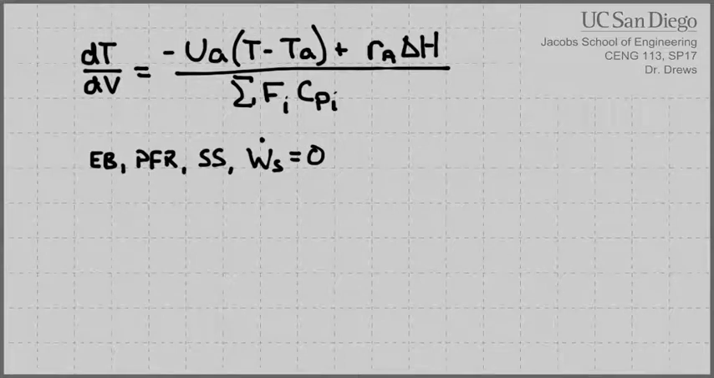And the structure here is the same as what it was for the batch reactor. We can add or remove energy through the UA(T minus Ta) term. We can either release energy or absorb energy with our reaction, which is the Ra delta H term, and that energy has to go somewhere in order to heat up the system, which is represented by the Fi Cpi at the bottom.